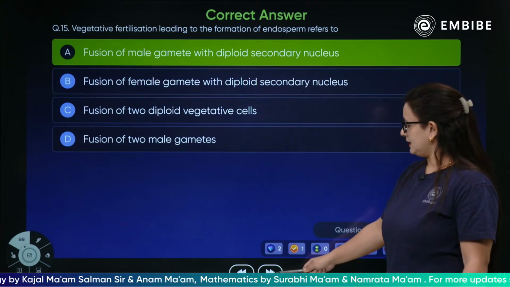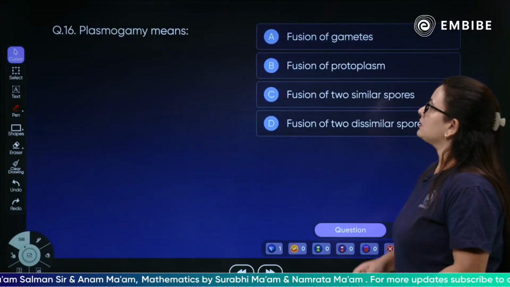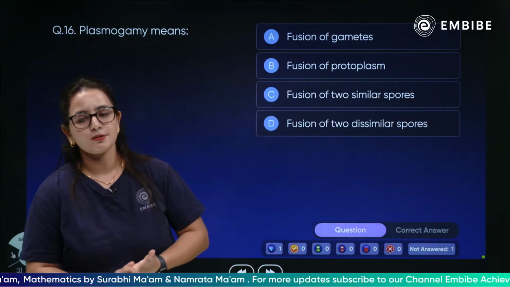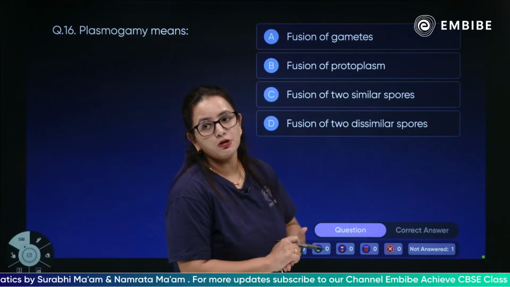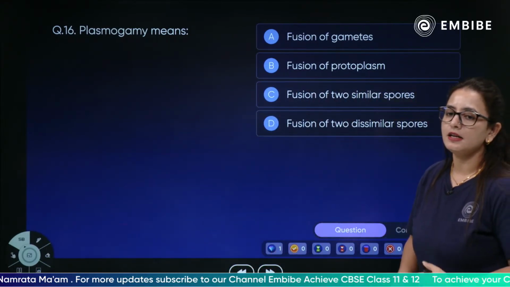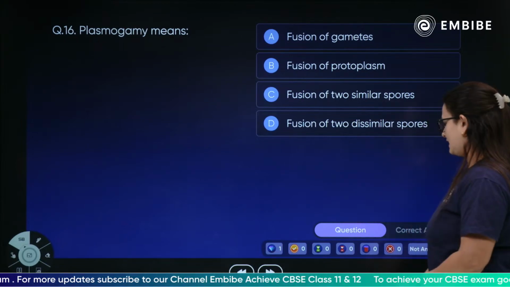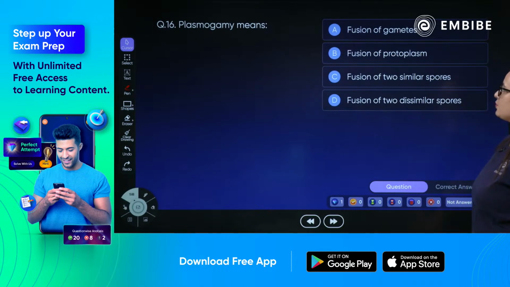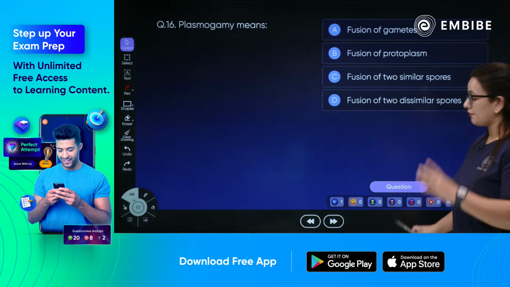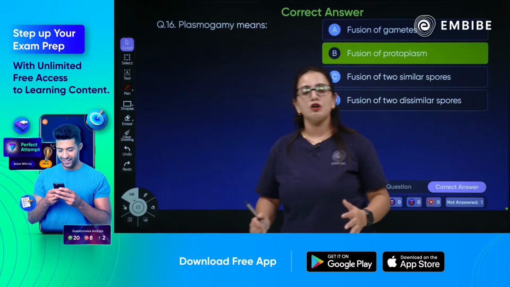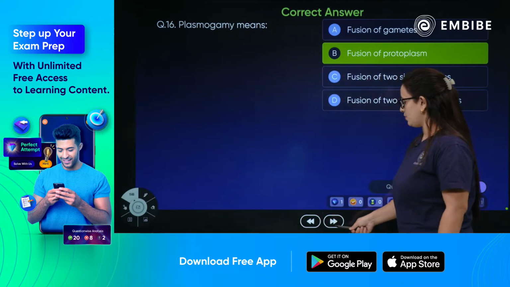Absolutely simple. Next, children, plasmogamy. How would you define plasmogamy? The fusion of gametes, the fusion of protoplasm, fusion of similar spores, fusion of dissimilar spores. Plasmogamy is defined as the fusion of protoplasm.